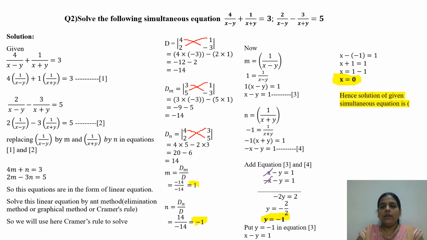So in this way the solution of the given simultaneous equations is x is equal to 0 and y is equal to minus 1. So for solving the non-linear equation, first we have to convert the non-linear equation to a linear equation, and after that by using any method you should solve the given question, like the elimination method, graphical method, or Cramer's rule. Correct?